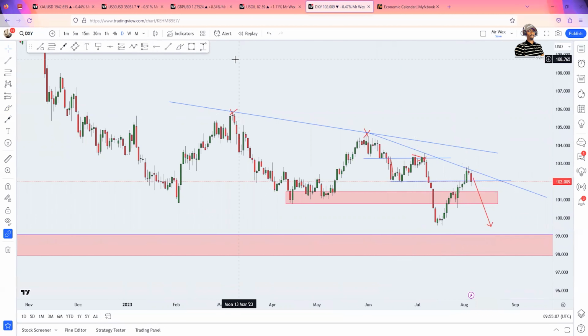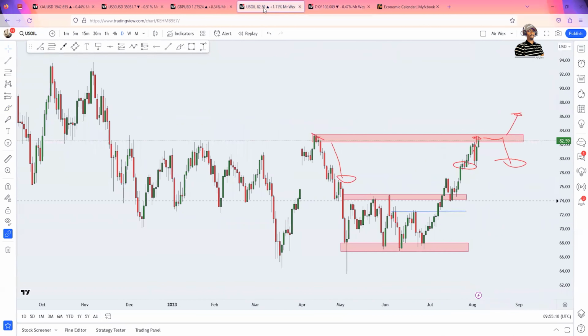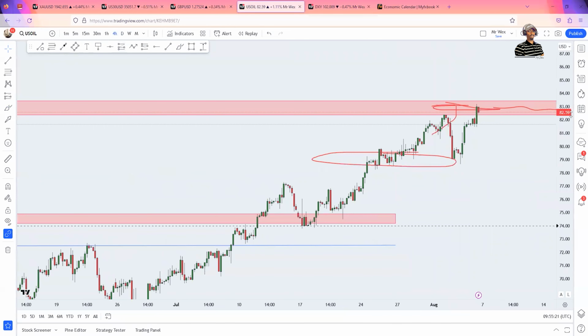So let's quickly jump to US oil. On US oil, my bias still remains the same. Now price is back to the supply, here on the daily time frame. If we step to the 4-hour time frame, we can see that there is this structure still in place. Price had retested this previous structure. Now there's a build up in bullish momentum. This previous accumulation, we have seen a break. So maybe there's a possibility of price coming back to retest this zone and shooting high.